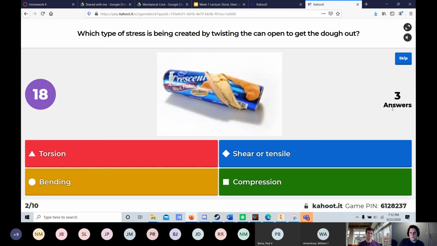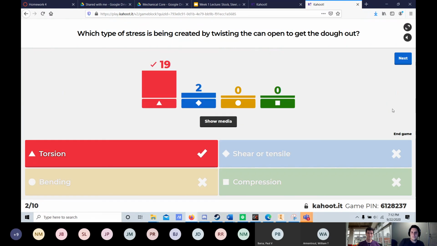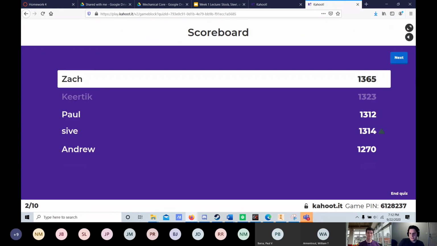All right. Now, which kind of stress is being created by twisting the can open to get the sourdough out? Torsion. All right, perfect. You guys are killing it. Yeah, technically shear is involved, but we're looking more for twisting means torsion.